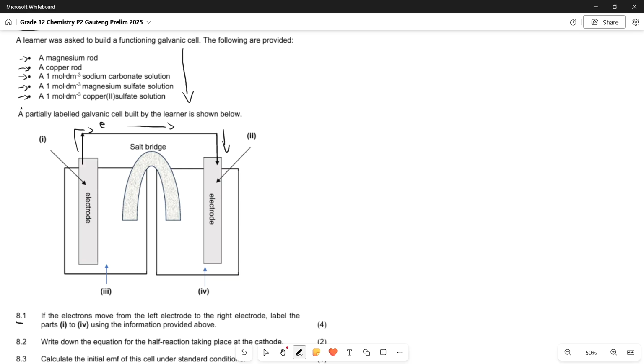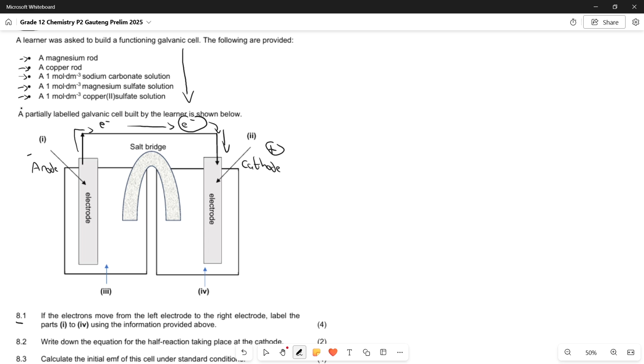Okay, so if we have electron flow over here in the external circuit, it means that this is our anode and this is our cathode. Our anode in a galvanic cell is negative and the cathode is positive, which is why the negatively charged electrons are moving towards the positive cathode in the external portion of our circuit.